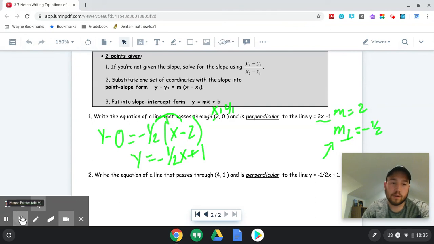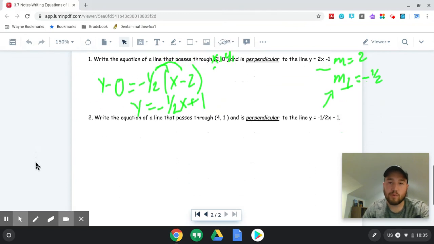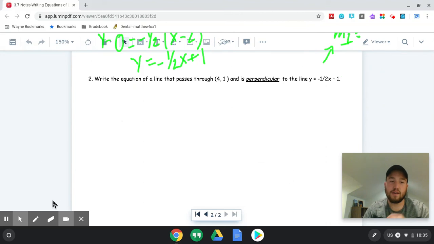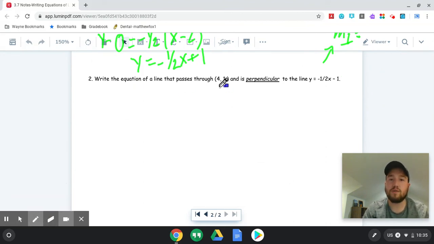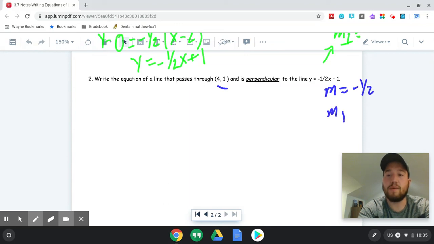Okay, let's do one more example of that. This time we're going to write the equation of a line that passes through (4, 1), still perpendicular to the line y equals negative 1/2 x minus 1. So first, once again, let's establish the slope of the original line is negative 1/2. Now, if it's perpendicular, that means it's the opposite reciprocal of that slope. So instead of negative, it becomes positive. Instead of 1/2, it becomes 2.